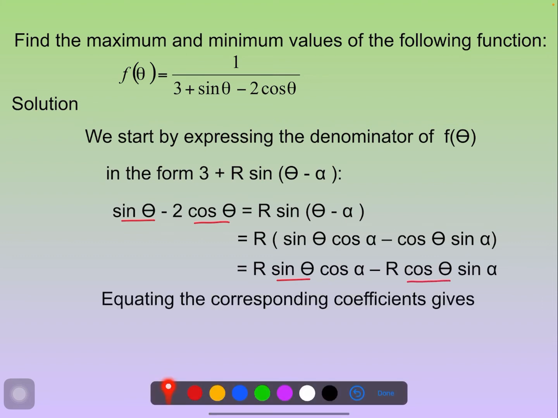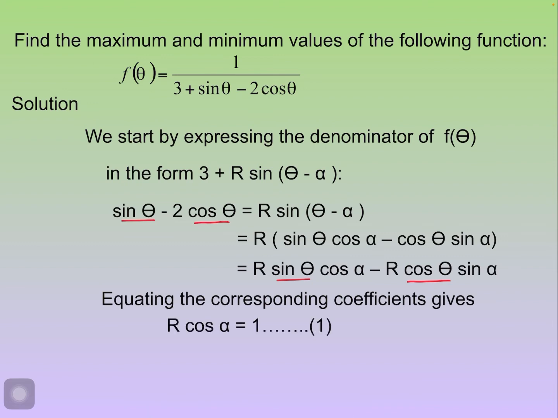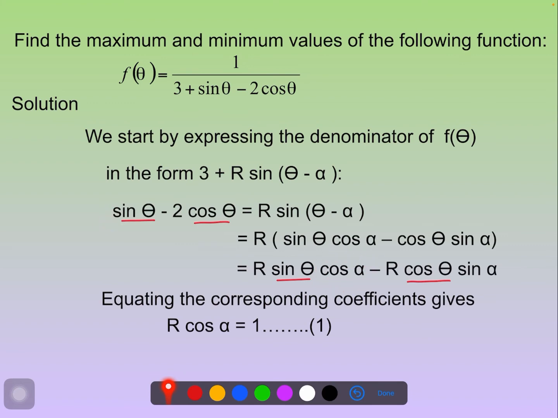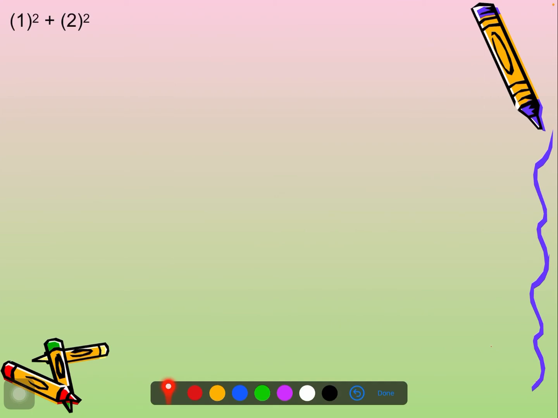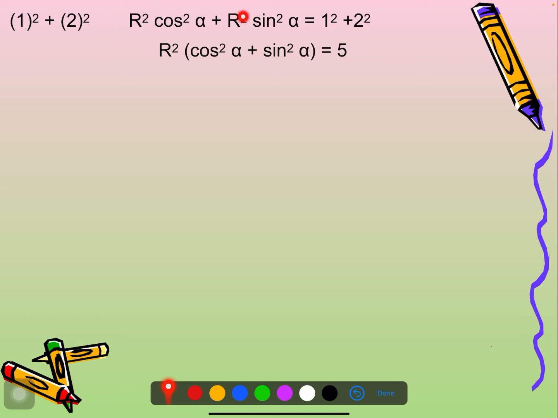So equating the corresponding coefficients gives r cos alpha equals 1. Okay, this is equation number 1. And the coefficient of cos theta here is 2, equals r sine alpha. This will give us equation number 2. The next step is to square equation number 1 and also equation number 2, and we just add them up together. We will have r squared cos squared alpha plus r squared sine squared alpha equals 1 squared plus 2 squared. And the next one we factorize this r squared, and inside here we have cos squared alpha plus sine squared alpha, which is 1. So therefore r is square root of 5.